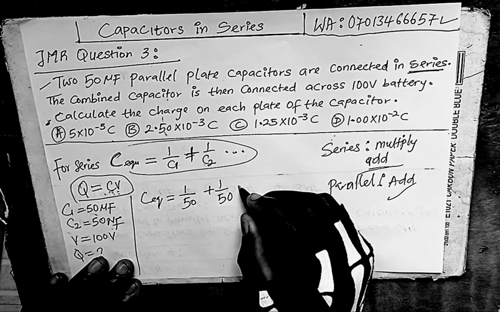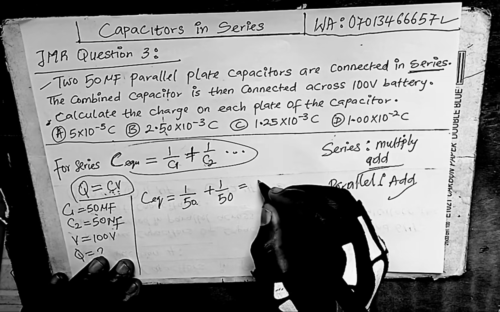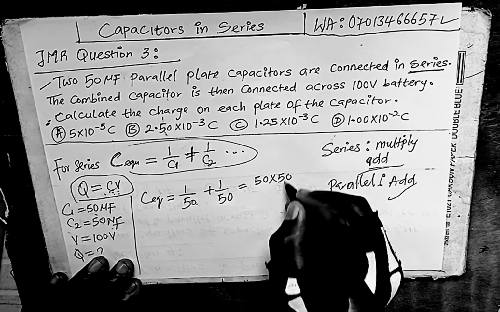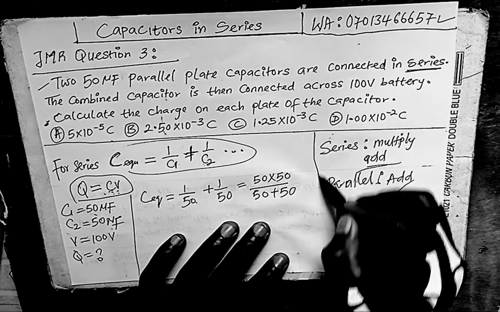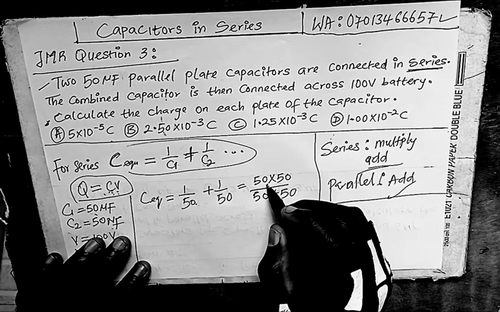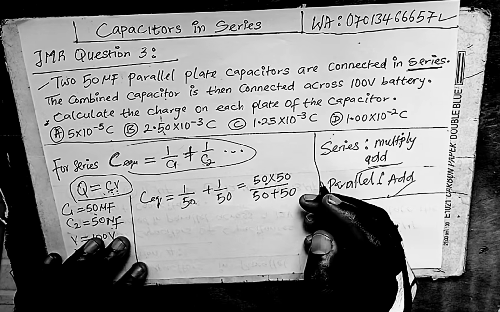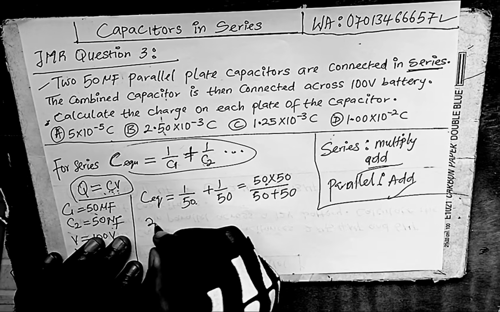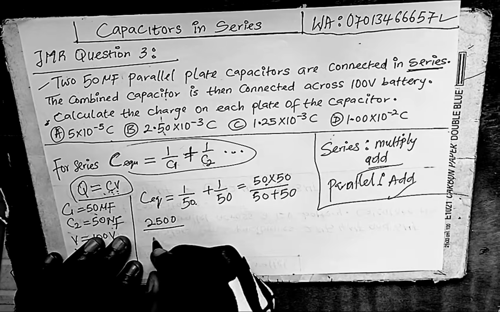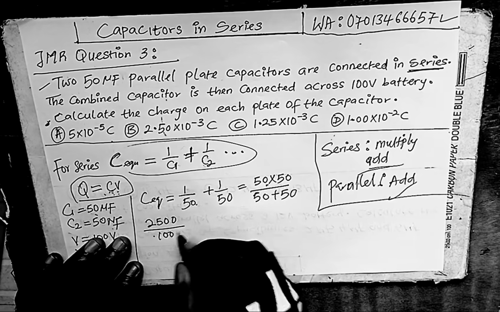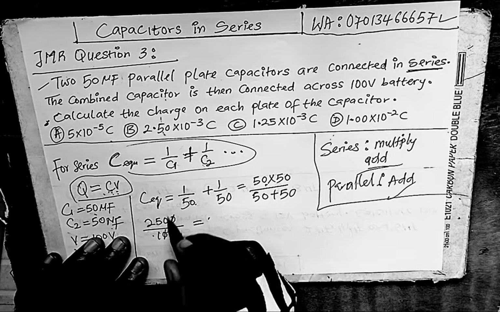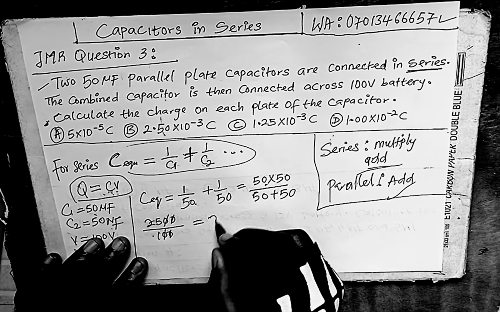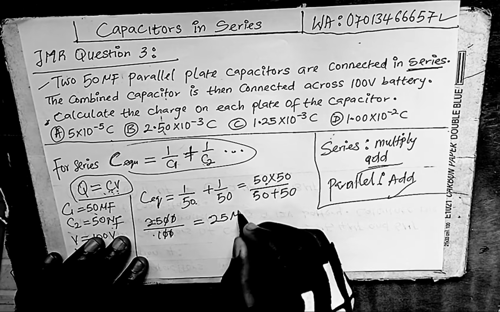What do we do? You know the trick now: you times, then you plus. So 50 times 50 over 50 plus 50. 50 times 50 will give us 2,500. Over 50 plus 50, which is 100. If we solve, this 0 cancels this 0, this 0 cancels this 0. 25 divided by 1 will give you 25 microfarad.